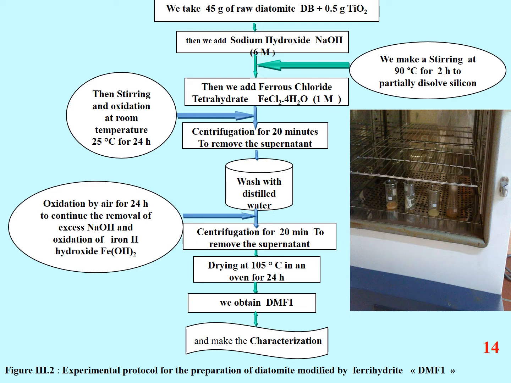Then stirring and oxidation at room temperature for 24 hours, centrifugation for 20 minutes to remove the supernatant, washing with distilled water, oxidation by air for 24 hours to continue the removal of excess soda and oxidation of iron to hydroxide, centrifugation for 20 minutes to remove the supernatant, drying at 105 degrees Celsius in an oven for 24 hours. We obtain diatomite modified by ferrihydrite and make the characterization.